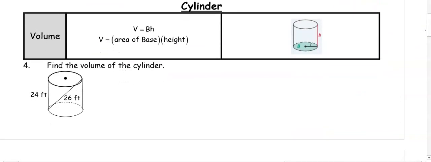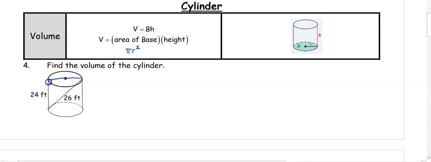Next, we're going to find the volume of a cylinder. So the volume of the cylinder is very similar to the volume of a prism. It's still base area times height, but now remember our base is a circle. So to find the area, it's always going to be pi r squared. So in number 4, we have the height is 24. We have this diagonal length is 26. So we're going to draw in our diameter of the circle.